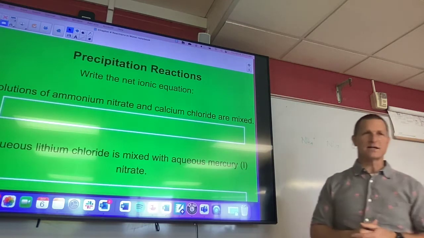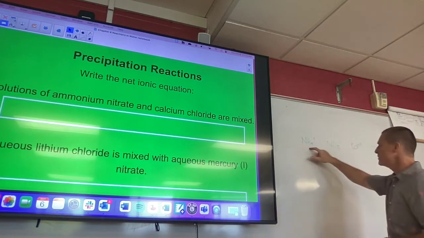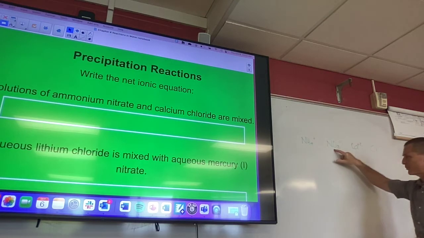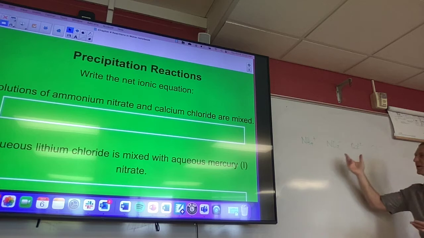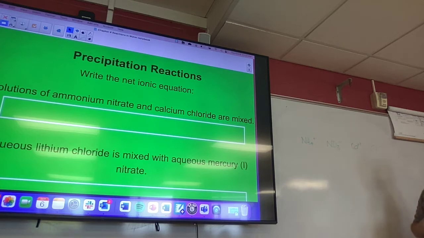So yeah, that's possible. This one is. So ammonium doesn't precipitate anything, and nitrate doesn't precipitate anything. So yeah, no matter what these two things are, they won't give a solid.